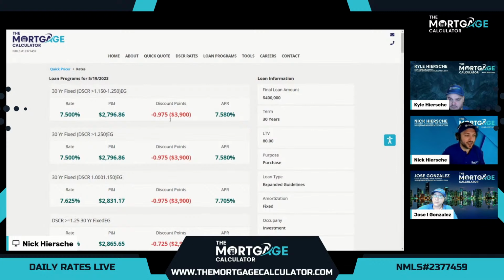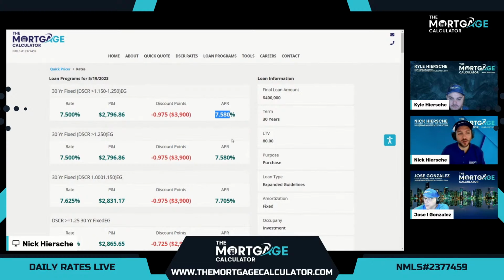So with these basic settings, let's check out our DSCR rates. All right, looks like the best option the computer found here is a 7.5% rate for 0.975 discount points of cost. So our investors will be happy with that, just a little bit higher rate, and a final APR of 7.58. So just a tad bit higher on the APR there. Definitely recommend. Almost all of our investors would choose a DSCR loan over a conventional loan for many reasons.